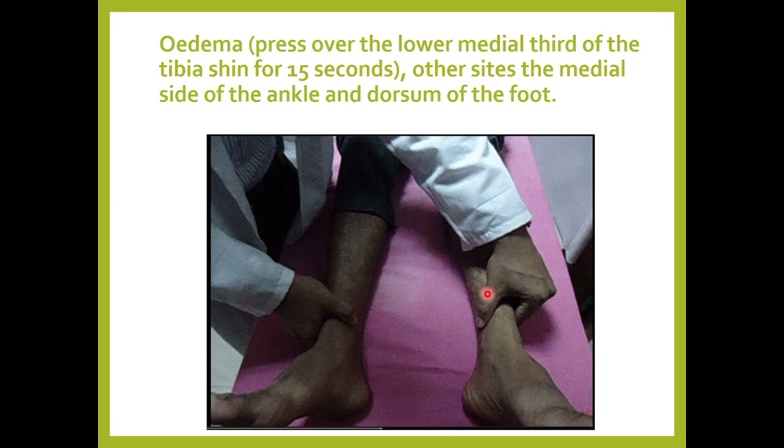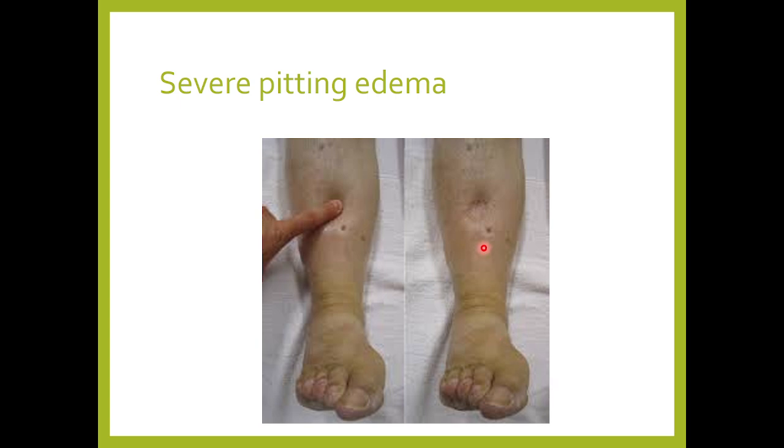Other sites for examination for edema are the medial malleolus and the dorsum of the foot. In the same way, we press bilateral for 15 seconds. And we can say that there is a bilateral oedema, or there is no oedema, or mild oedema. You see this case, when you press and you remove your finger, you will see that there is a severe pitting oedema.